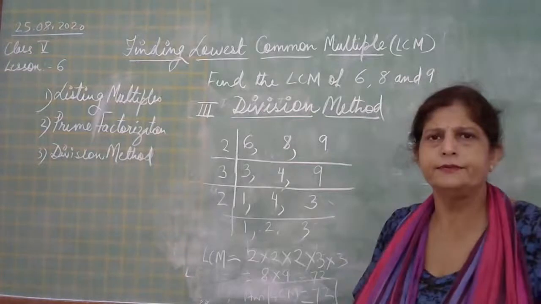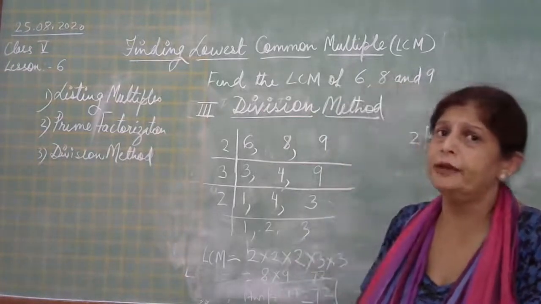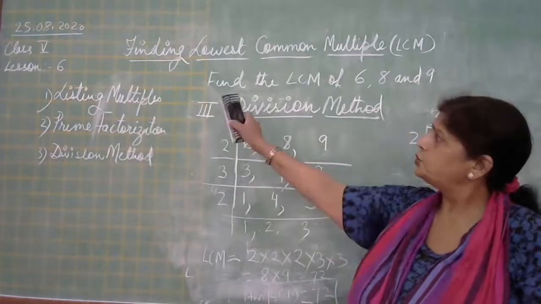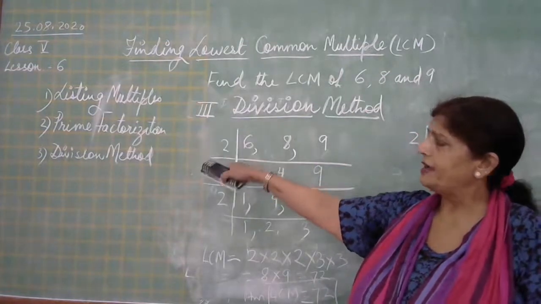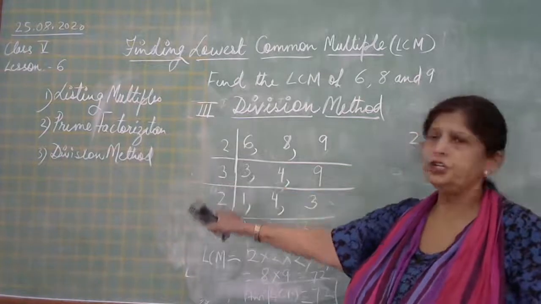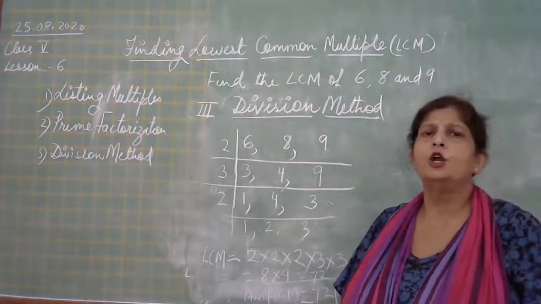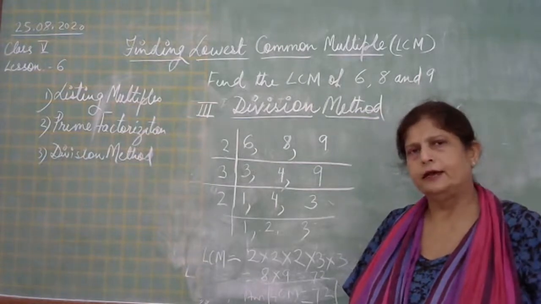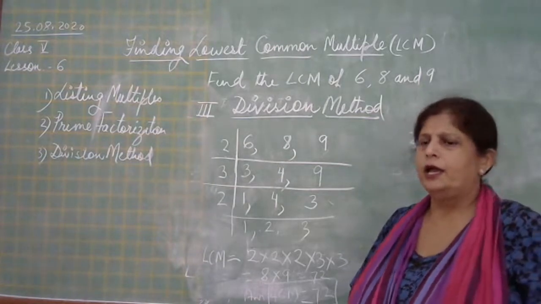So again you have got LCM 72 and this was the third method, division. Okay, so today I explained listing multiples, prime factorization method, and division method of finding the lowest common multiple of two or more than two numbers. I hope I am clear to you.